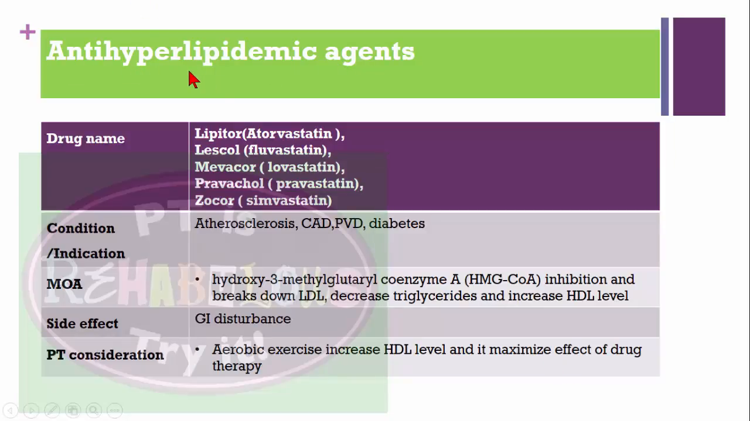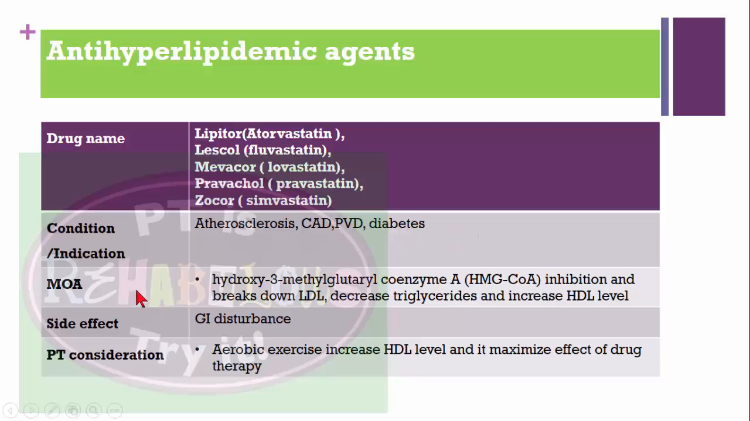Anti-hyperlipidemic agents are Lipitor (atorvastatin) and Zocor (simvastatin). These are the two largest selling drugs. Lescol means fluvastatin, Mevacor means lovastatin, and Pravachol means pravastatin. So just remember statins for this. Mostly they are used for atherosclerosis, coronary artery disease, peripheral vascular disease, and diabetes.